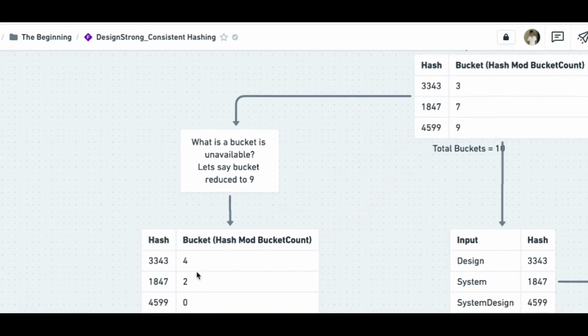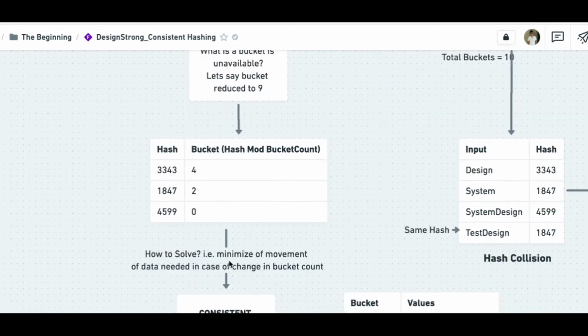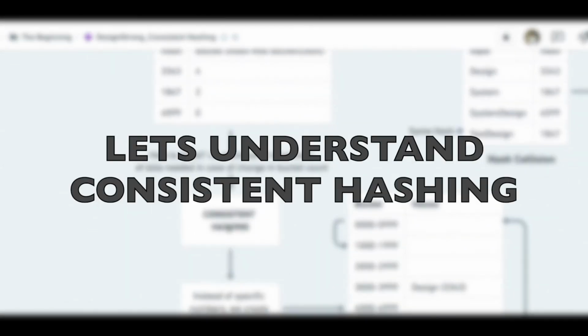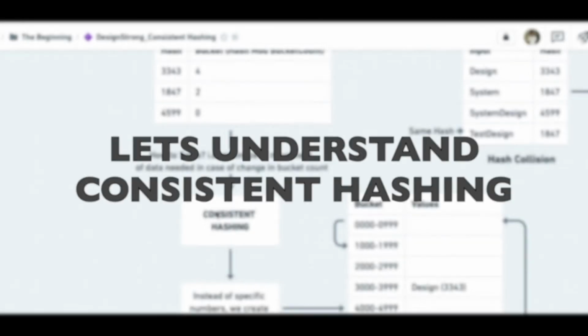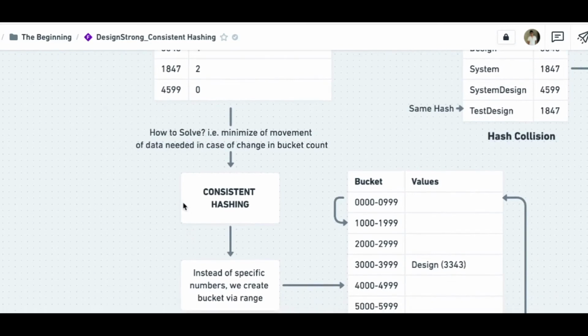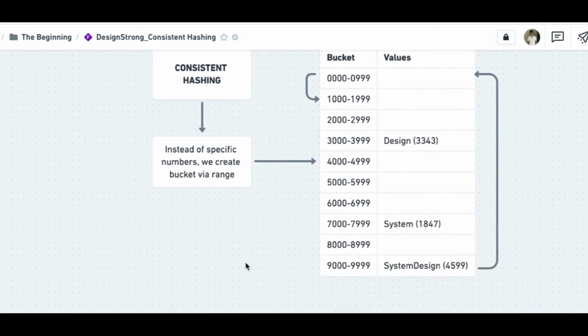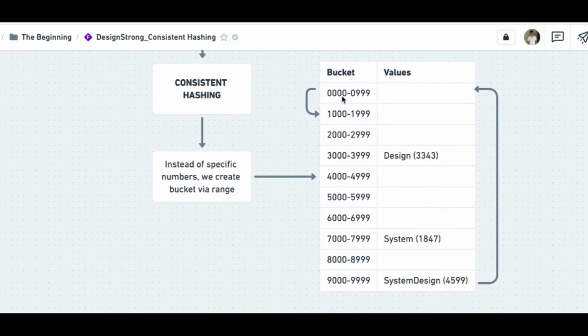Now, what we are trying to achieve here is to minimize the movement of data which is required in case there is a change in bucket count. This is where consistent hashing comes into the picture. In order to understand consistent hashing, let's take it again with an example. In the same example, for buckets, instead of having a number, what if I have a range? So the ranges I have defined here are something like the first bucket will have 0 to 999, then 1000 to 1999, then 2000 to 2999, and so on and so forth.